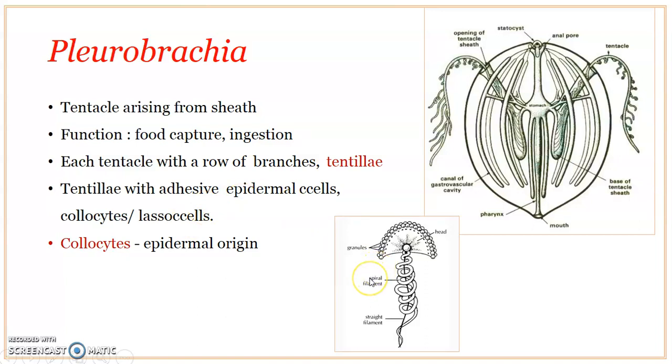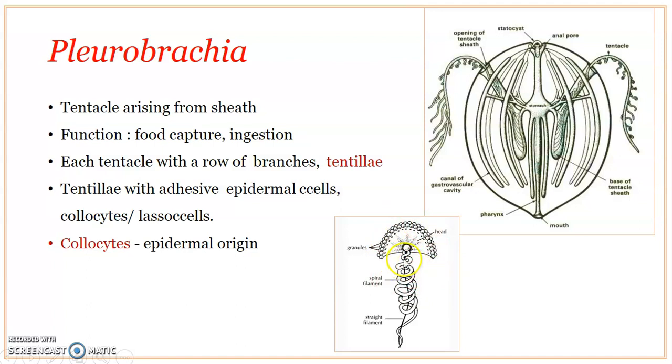As already mentioned, each tentacle has a row of lateral branches. These are the branches referred to as tentillae or the pinnae, and these tentillae as well as tentacles are provided with the adhesive epidermal cells referred to as colocytes or the lasso cells. Now, looking into the structure of colocytes, the colocyte can be differentiated from the normal epidermal interstitial cells in the specific structural pattern they form.